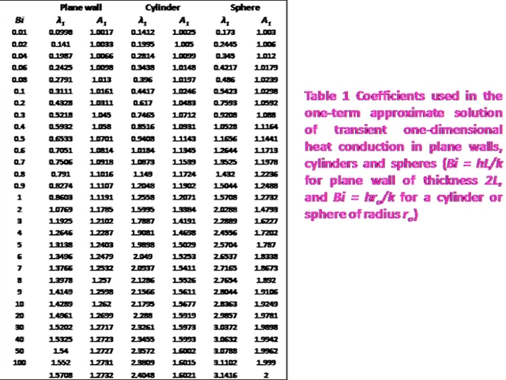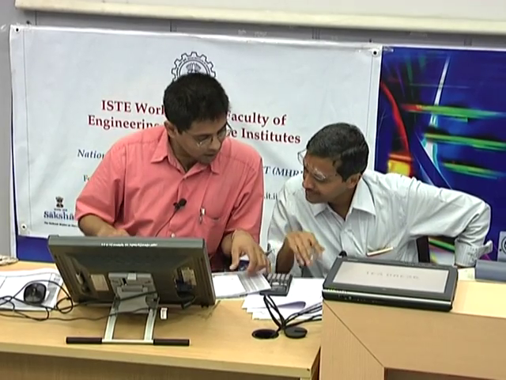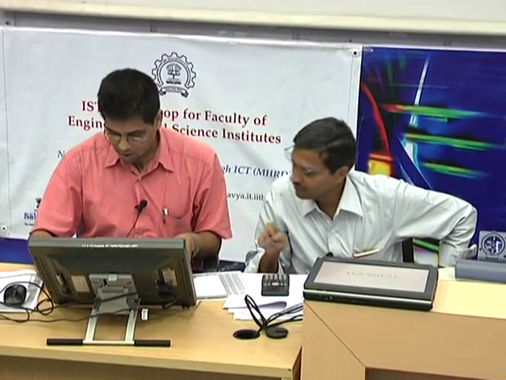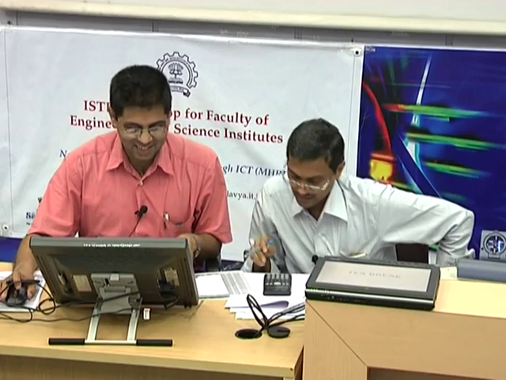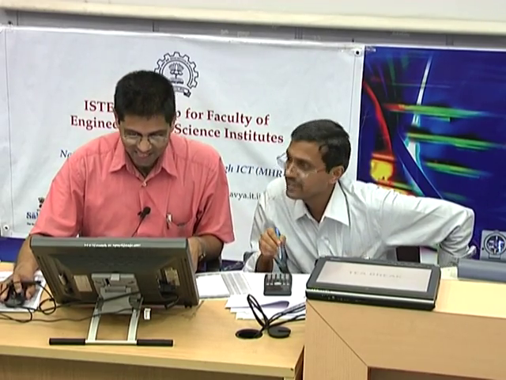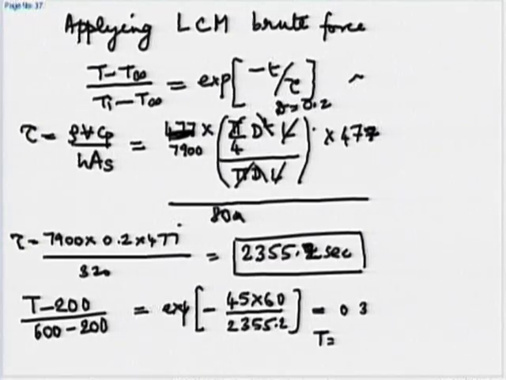It appears to be 0.6533, that is the plane wall column. Sorry, you are seeing plane wall. See the cylinder. Now let us come back. What did we get for lumped? Temperature. We got the temperature as 327.